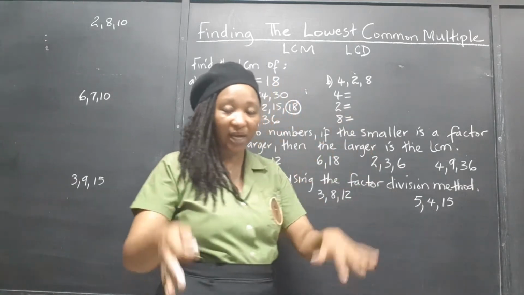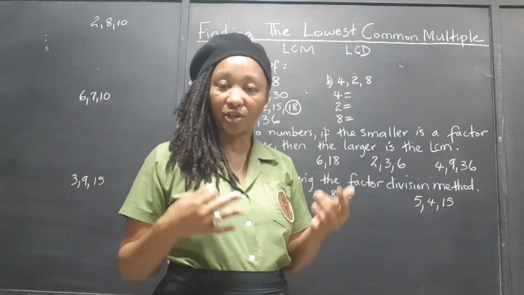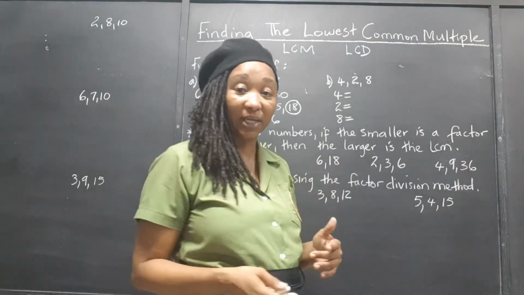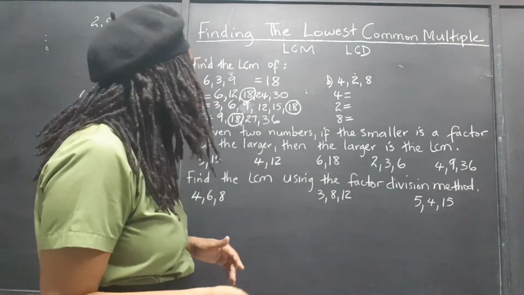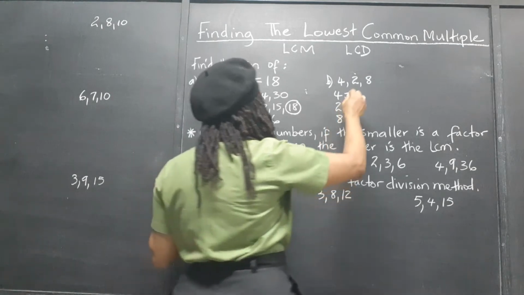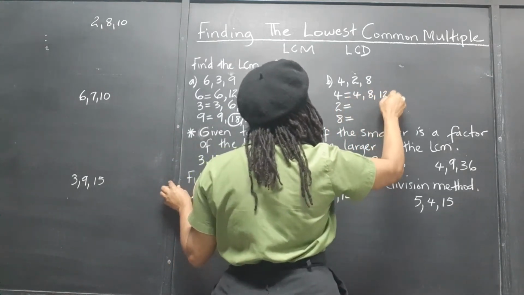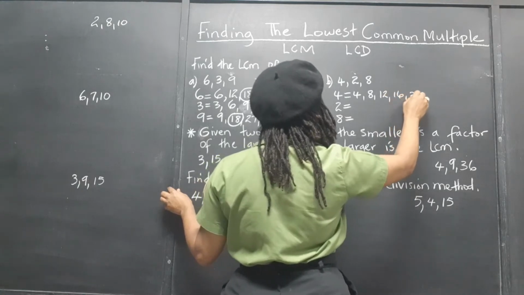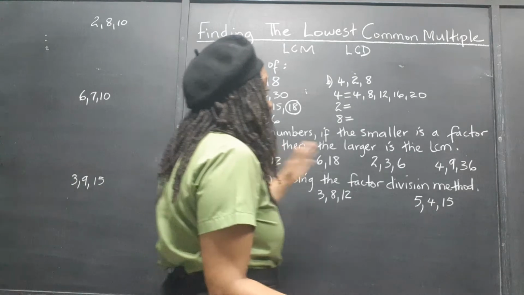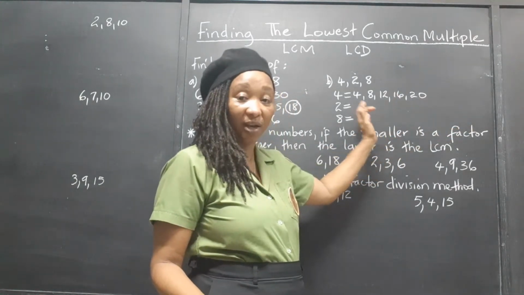Other than just looking at the number, using your experience, your skills, your knowledge of your times table to just look. Some of us are able to do that for most, given most numbers. So now we're listing the multiples of 4. So 4 ones, 4, 4 twos, 8, 4 threes, 12, 4 fours, 16, 4 fives, 20. Alright, let's stop there for a while. We might have to list more, but we have to wait and see if we can find a common multiple or not.